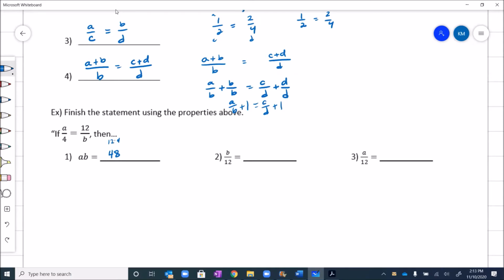Number 2, B over 12 should equal, so it looks like they're using the reciprocal for the right side. We'll use the reciprocal for the left. 4 over A. And then number 3, A over 12 should equal 4 over B. Okay, as they put numerator over numerator, should be the same as denominator over denominator.